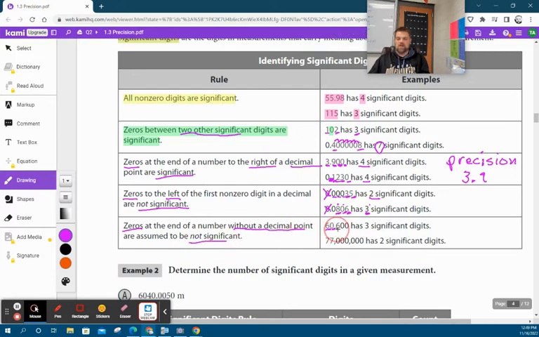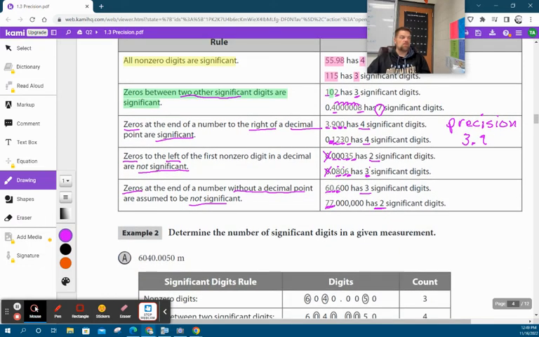So I have a non-zero, a 0, and a non-zero, that's only 3 significants. I have 1, 2, and the rest are zeros, so only 2 of those are significant. So the only zeros that matter are the ones to the right of the decimal place or zeros that are trapped between 2 non-zeros. Does that make sense? Yeah. So let's try to figure out the number of significant figures.